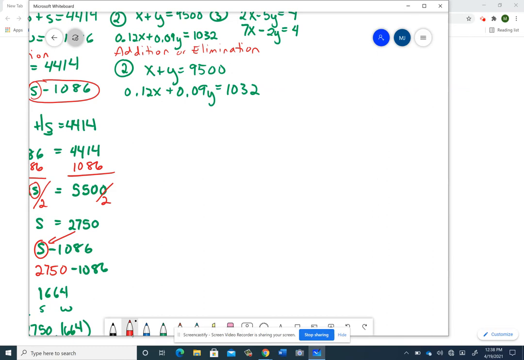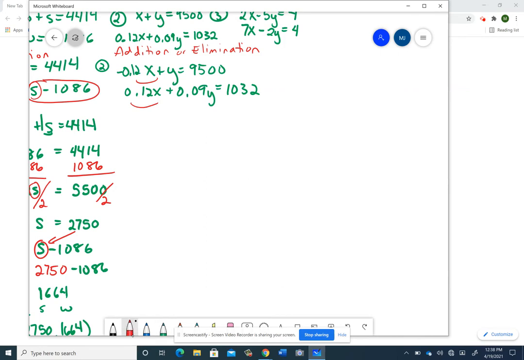So looking at that, I might try to get rid of, say, the x. If I did, I would need what's in front of x to be the opposite of 0.12. So I'll just multiply here. Let me move this over a little bit. I'll just multiply by negative 0.12.